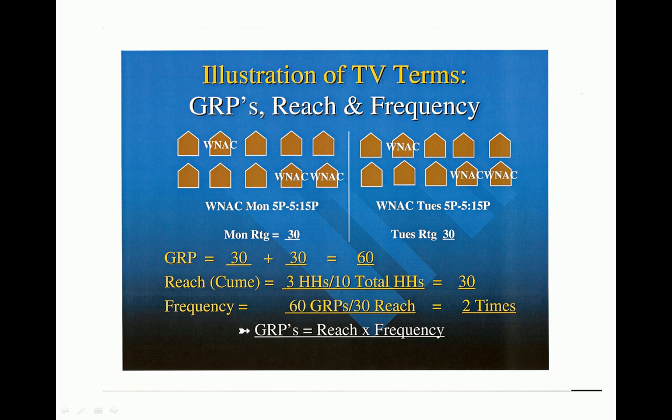So each one of these counts per day. And then the frequency with which it was seen, well, 60 gross ratings points from here, 30 for the reach, it means 2 times. So the gross ratings points is the frequency times the reach, or I said that backwards, the reach times the frequency. GRPs, reach times frequency. So the illustration is pretty effective there.